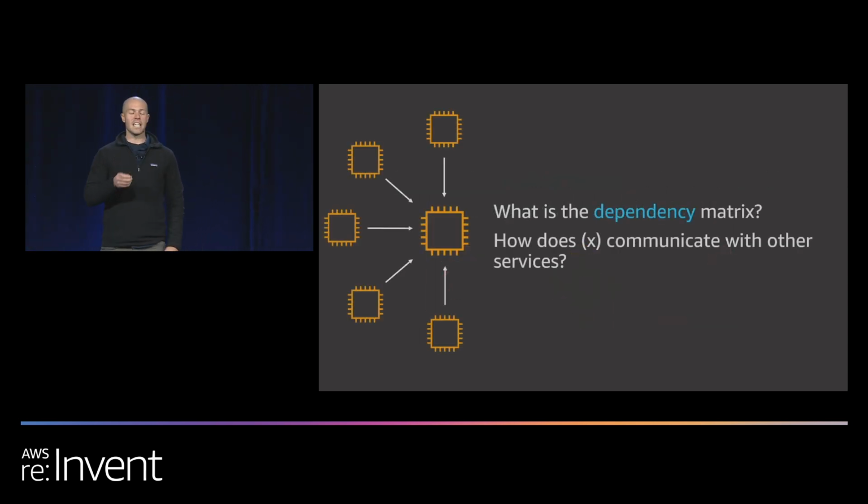The next one that I think a lot of people actually don't spend enough time on, and I think you should, is what is the dependency matrix? What dependencies do I have? What do I need to communicate with? And what needs to communicate to me? Like, if I go down, who's having a bad day?